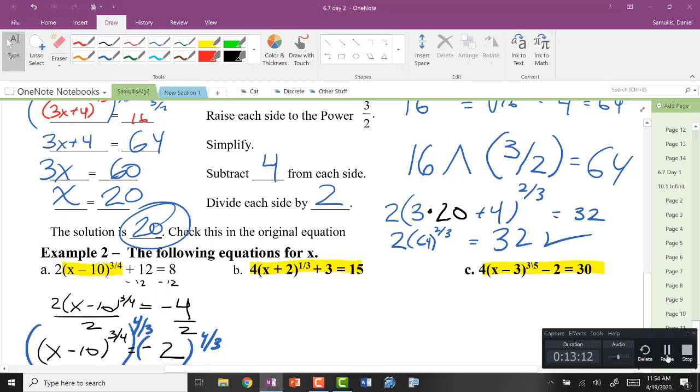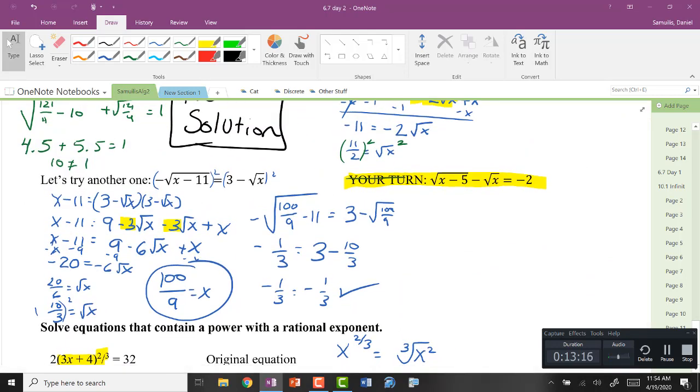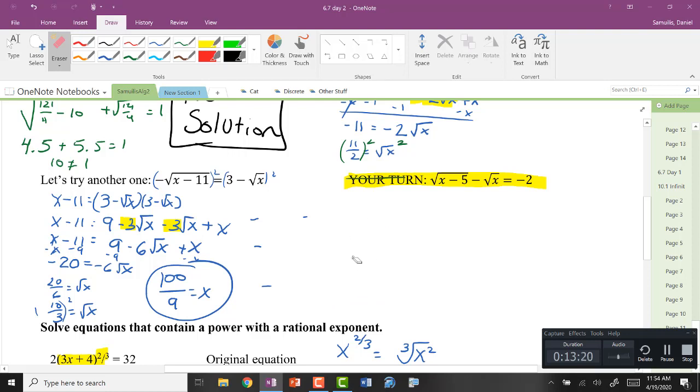All right, so going back up here. Okay, so checking your work here. Okay, here we go. So here you go, check your work. You need to add square root of x to both sides. So I end up with x minus 5 equals -2 plus square root of x. Okay, we need to now square both sides.